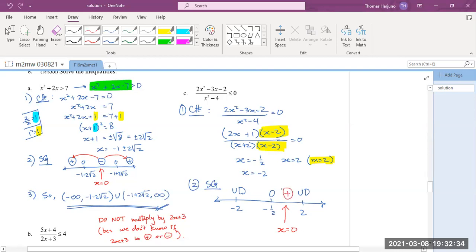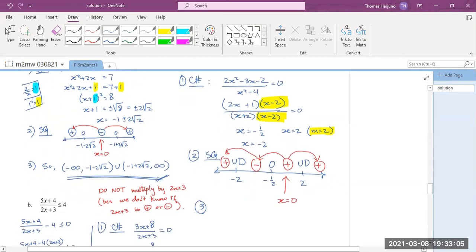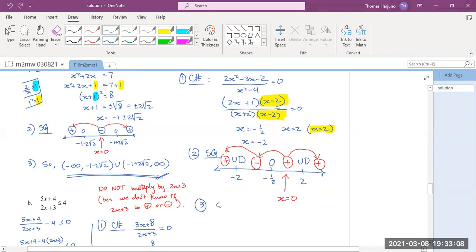So this is positive. Now, 2 is a critical number with multiplicity of 2, which is even, so you don't change the sign. -1/2 is a critical number with odd multiplicity of 1, so you change the sign. Now for step 3, we need less than or equal to 0, so the negative or 0. The solution will be from -2 to -1/2 inclusive.